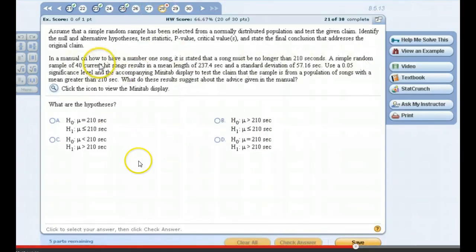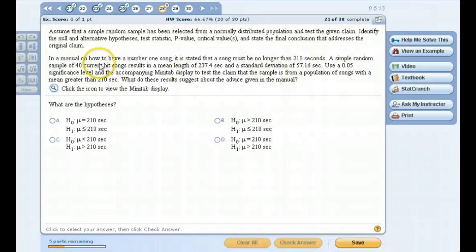Alright, very similar problem in the claim and everything. That same manual about how to have another number one song stated that your song must be no longer than 210 seconds. Okay, we took a simple random sample of 40 current hit songs, and results had a mean length of 237.4 and a standard deviation of 57.16. Right, nowhere in there does it mention a population standard deviation.